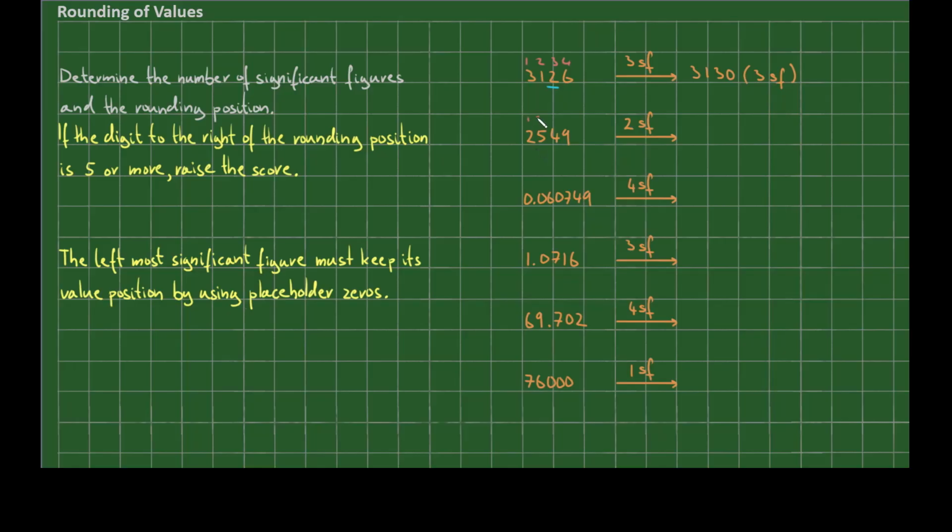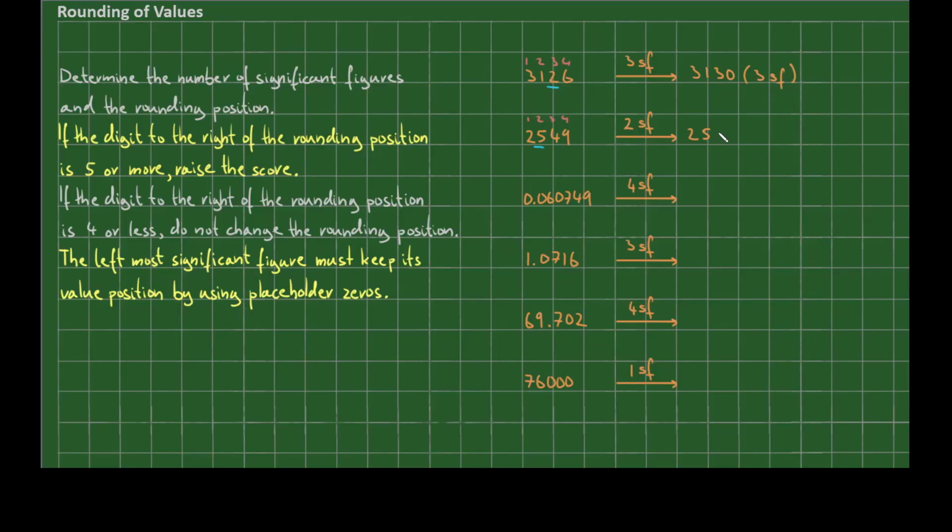Let's look at the next value, 2549. It has 4 significant figures, and we are being instructed to round it to 2 significant figures. I look 1 position to the right of the rounding position. If the digit to the right of the rounding position is 4 or less, I do not change the rounding position, which means this 5 will remain a 5. And so I can write 25, but I need to add placeholder zeros to make sure that the leftmost digit, the 2, remains in the 1000 position. And as before, I'm going to indicate that the value has been rounded to 2 significant figures.